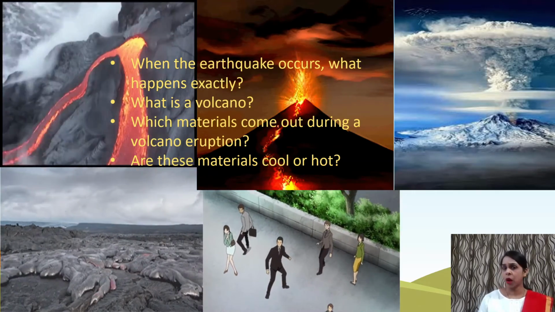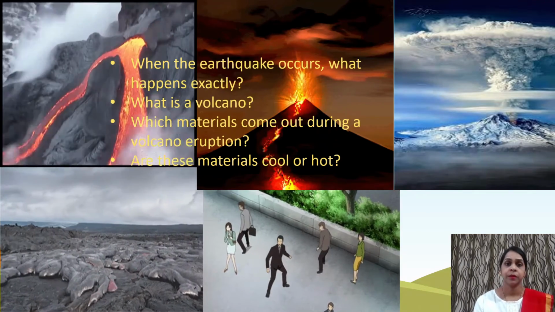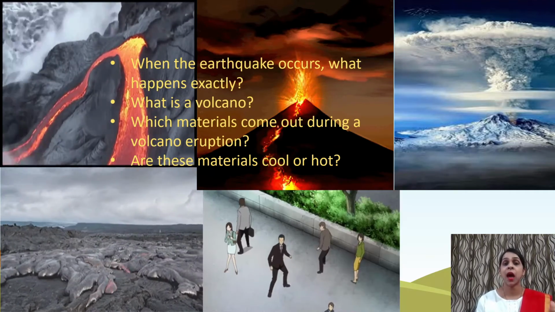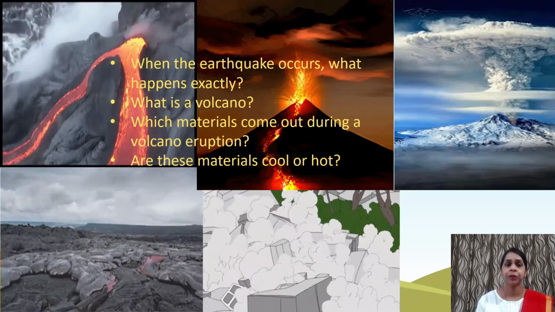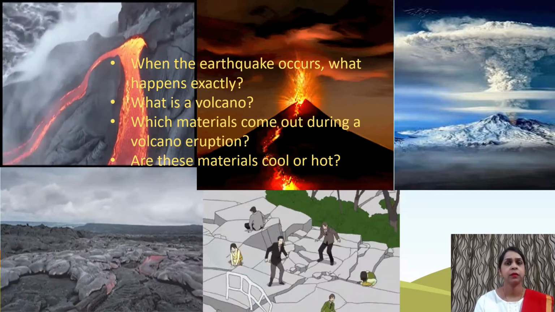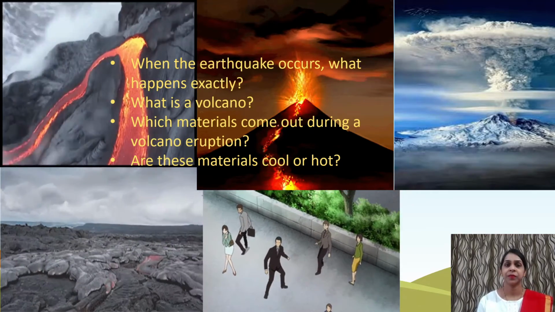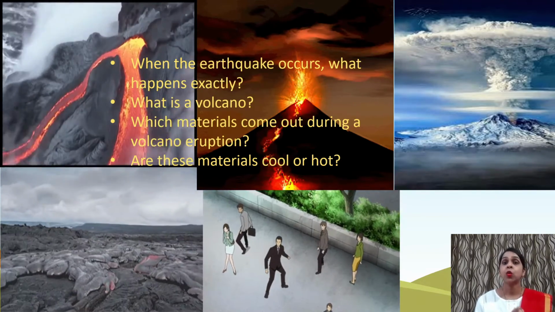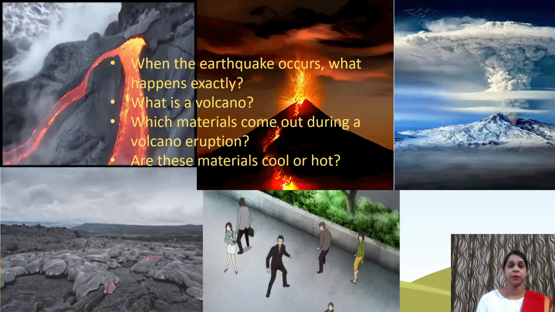Which materials come out during a volcano eruption? Yes, materials like ash, lava, carbon dioxide and many pollutants come out. Students, tell me, are these materials cool or hot? Yes, these materials are very hot and get cooled down and freeze to form stones. Very good, student.